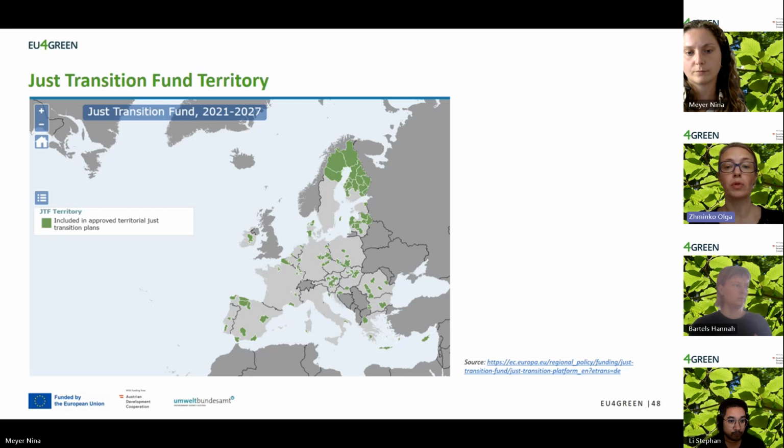Yes, here on this map, you can see the different regions. And the eligible regions have to prepare territorial just transition plans in order to access the funds. So these territorial just transition plans shall substantiate the need for the financing, define the vulnerable groups impacted by the transition, and also explain how they are impacted. If there are indigenous communities, they should be mentioned as well, and the plans describe the measures suggested to address the impact, as well as estimate what volume of funding is necessary.